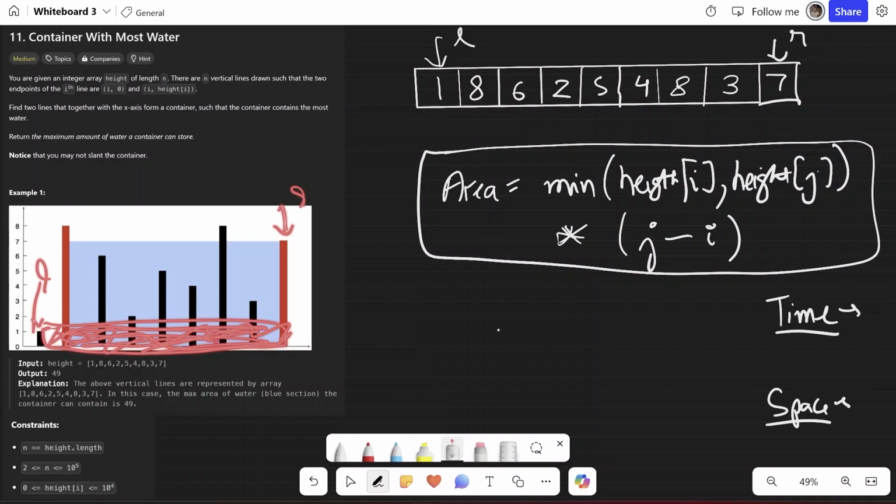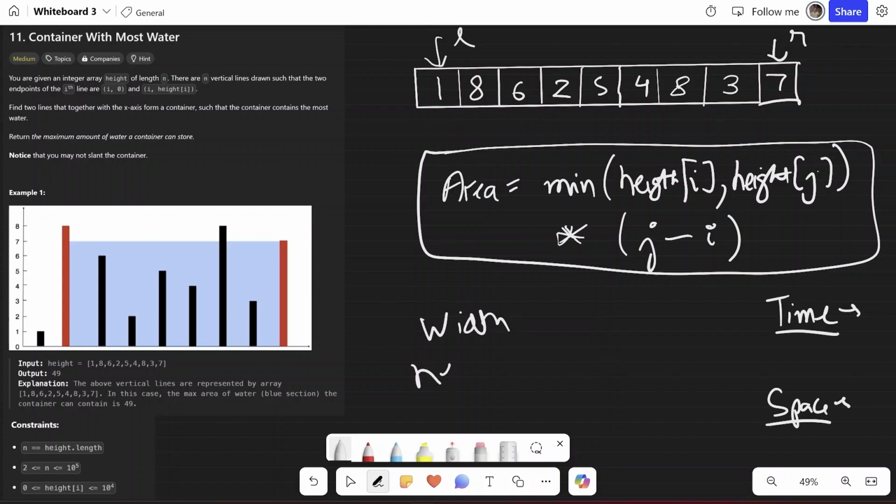Now once we have this area, we can either move L to the right side or R to the left side. And we know that area is dependent on two things, which is width and height. And we know that we have to either do L plus plus or R minus minus to get the next pair. And both of these would result in reducing width by 1. But what about height?